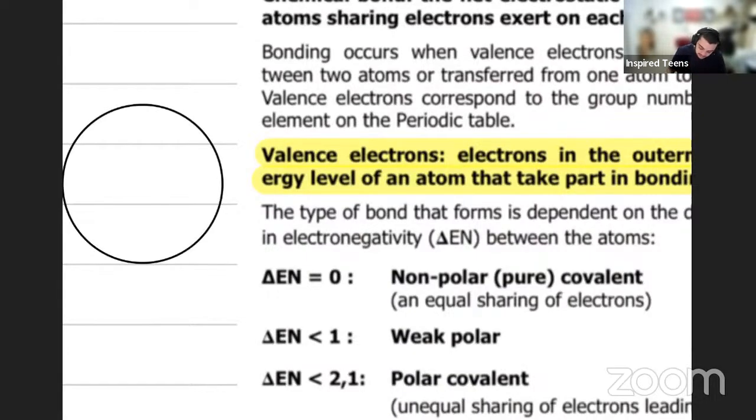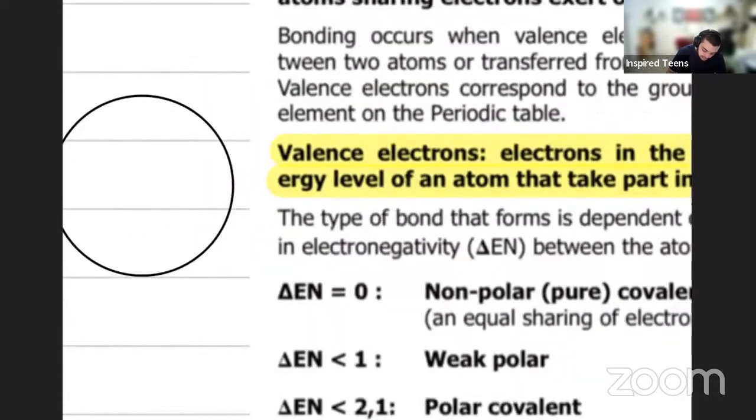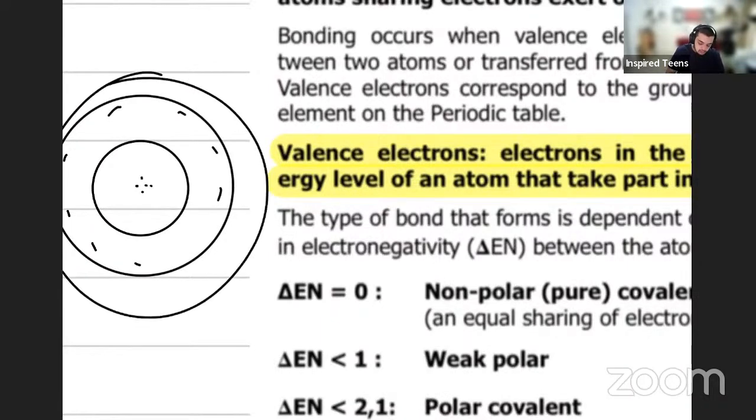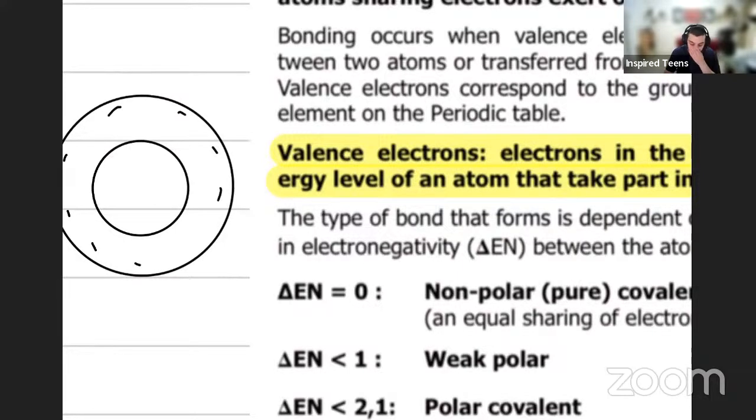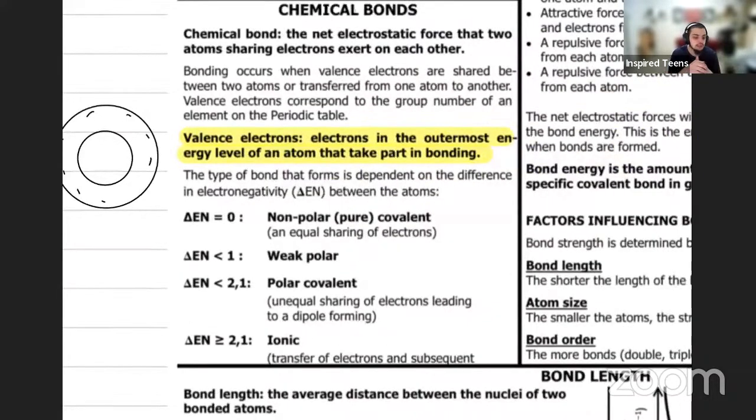If this is an atom, our valence electrons will be found on the edges. Remember, it has multiple layers. Closer towards the center is where we'd find our core electrons, but on the edge we find our valence electrons. Just keep that in mind. And why are valence electrons important, especially when we discuss chemical bonds? Because valence electrons are the electrons that take part in the bonding. That's really important for us to remember.